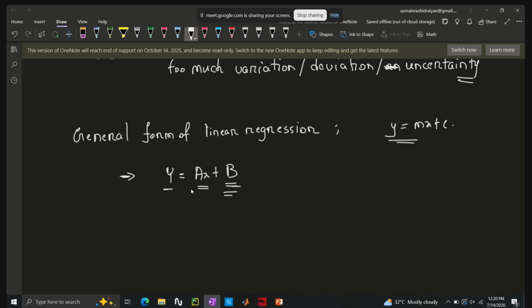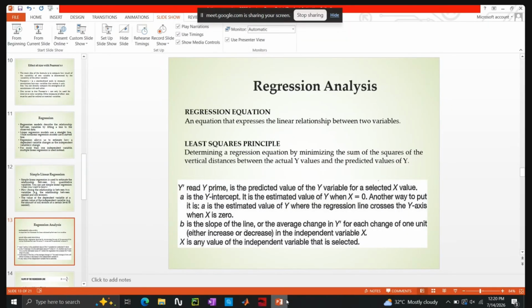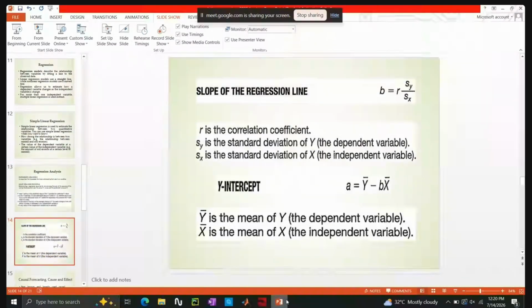So this is the general form of our linear regression model, y = ax + b. We have our dependent variable y and our independent variable x. Now what are the values of a and b? How do we find out the values of a and b? Let's see a couple of formulas which help us to find the values of a and b. As you can see at the top, b is actually the slope of the regression.